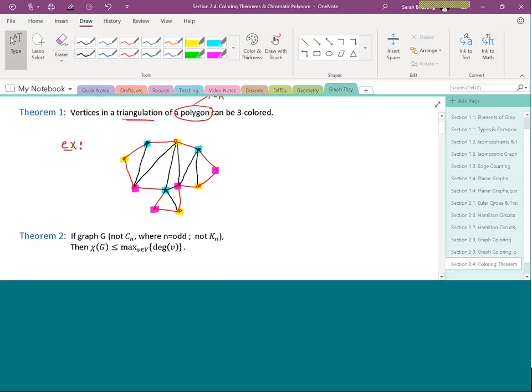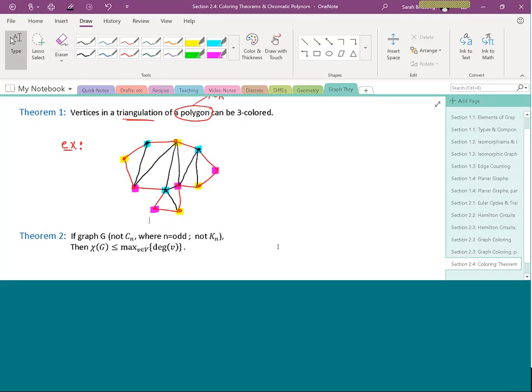Okay. Now, the second theorem that we have here says if you have any old graph, not any old graph, you do have an exception. The exception is you're not allowed to have one of those cycle graphs where there was an odd number of edges or odd number of vertices, and you're also not allowed to have a complete graph. Both of those are special cases, and this doesn't work. Okay? But as long as you don't have a cycle graph with an odd number of vertices, totally fine.